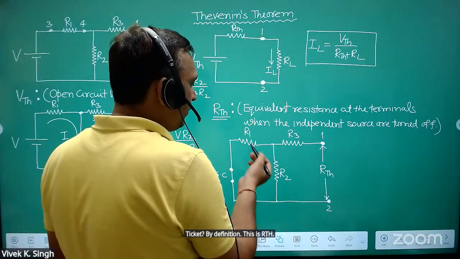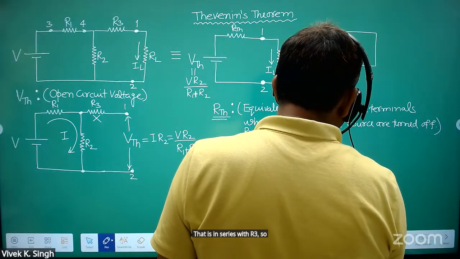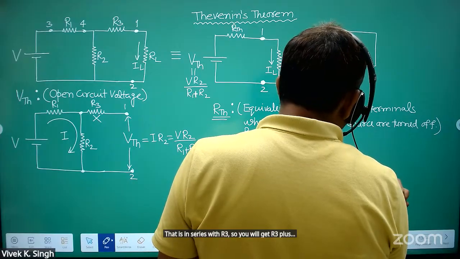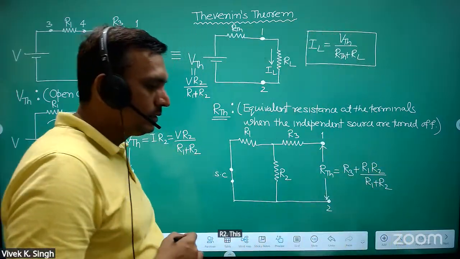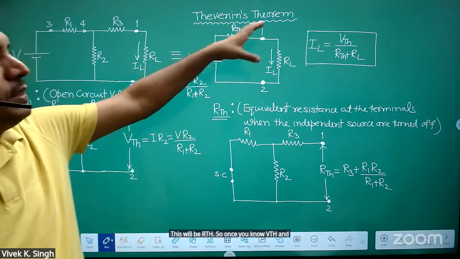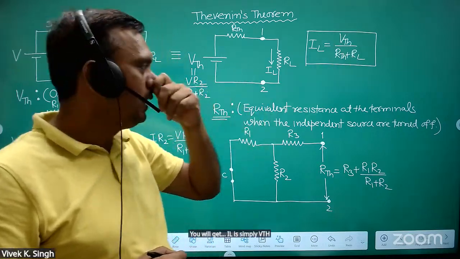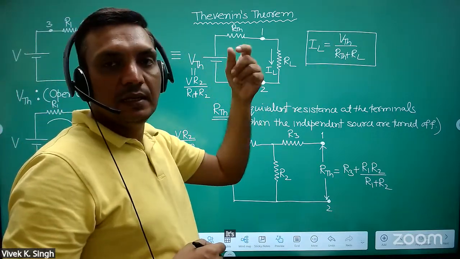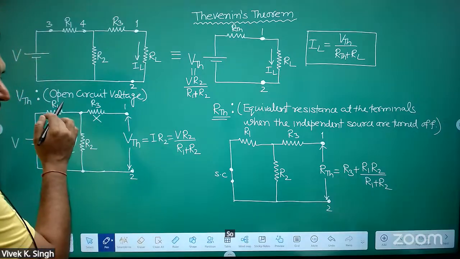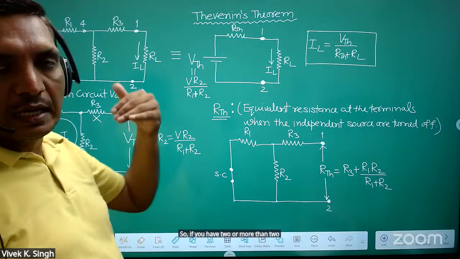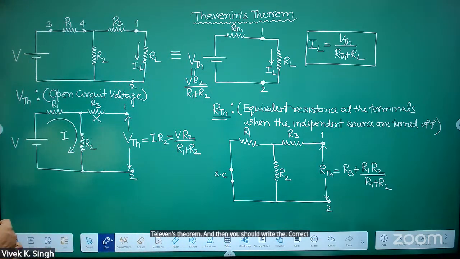Now see, RTH will be what? These two are in parallel, that is in series with R3. So you will get R3 plus R1 R2 by R1 plus R2. This will be RTH. So once you know VTH and RTH, IL is simply VTH by RTH plus RL, because it's easy to write the current when you have a single loop network. So if you have two or more than two loop network, you can convert into single loop using Thevenin's theorem, and then you should write the current. Is it clear?